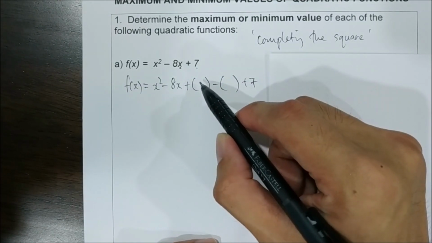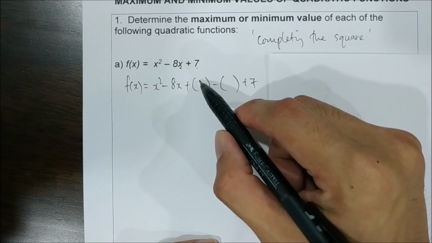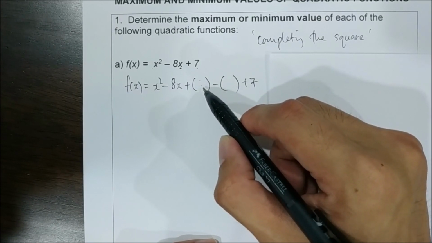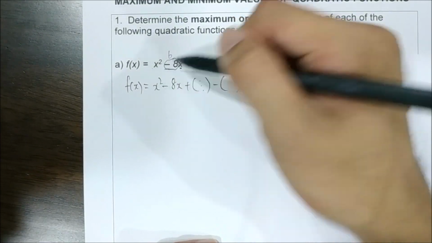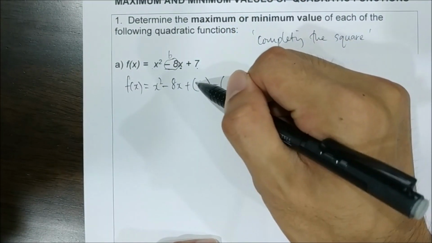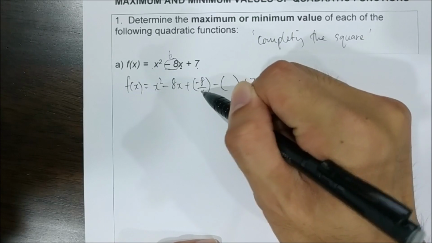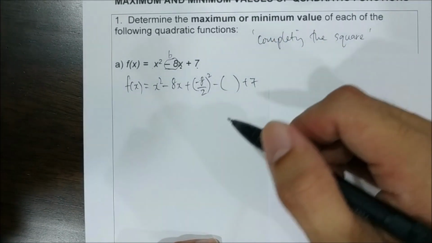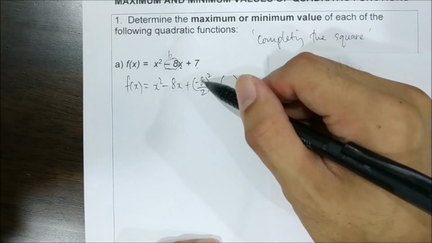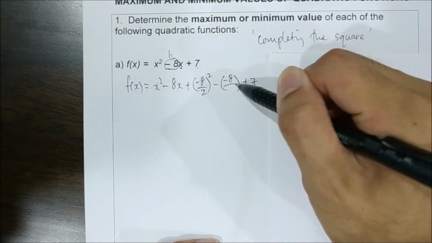So what should we fill inside here? You should fill in the b over 2 value. What is b? b is referring to the -8. So we take -8, we divide it by 2, and then we square it. Just memorize the steps. Everything else here is the same, so we rewrite it again.